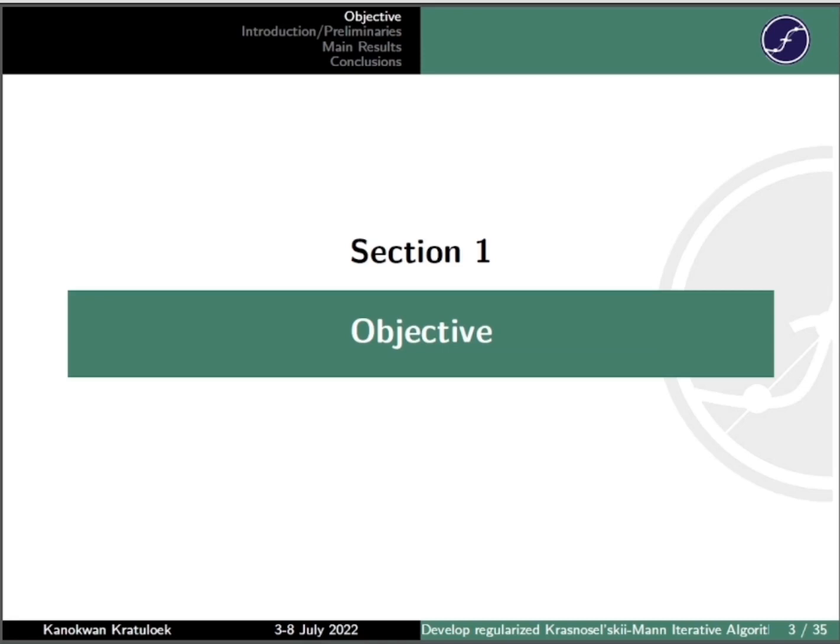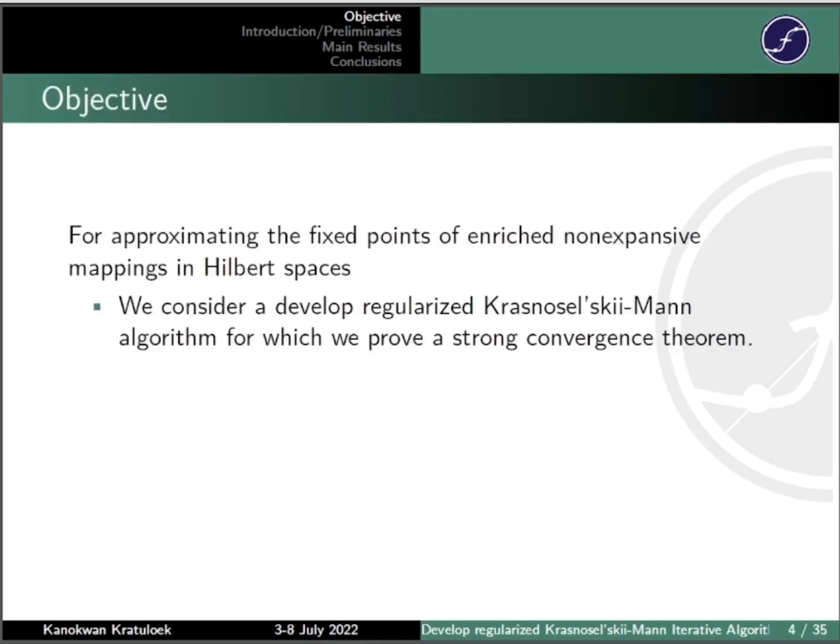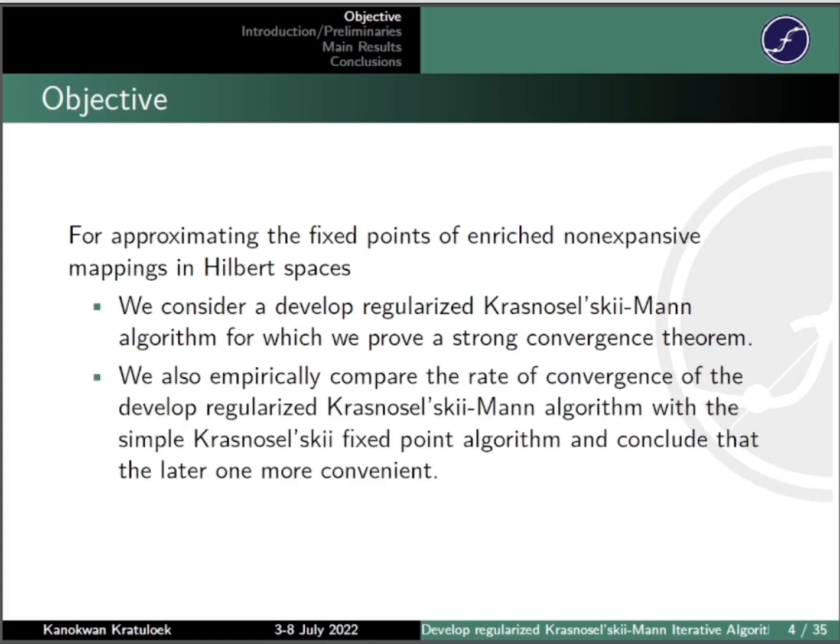In section 1, objective. For approximating the fixed point of enriched non-expansive mappings in Hilbert space, we consider a developed regularized Krasnosel'skii-Mann algorithm for which we prove a strong convergence theorem. And we also empirically compare the rate of convergence of the developed regularized Krasnosel'skii-Mann algorithm with the simple Krasnosel'skii fixed point algorithm and conclude that the latter one is more convenient.